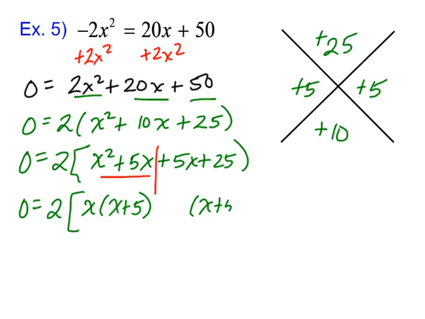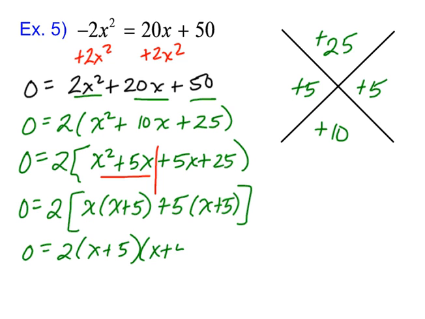Write down x plus 5 on the other side, and multiply that times positive 5. And we see that our two binomials are the same. We got that 2, and we're going to have x plus 5. I'm going to use parentheses there. I apologize. x plus 5 times x plus 5.